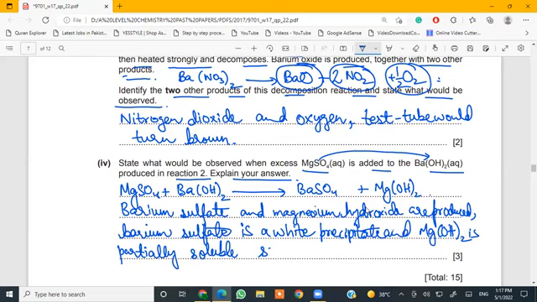So a white precipitate suspended in a cloudy solution would be observed.